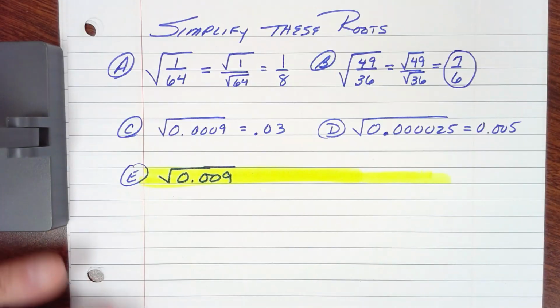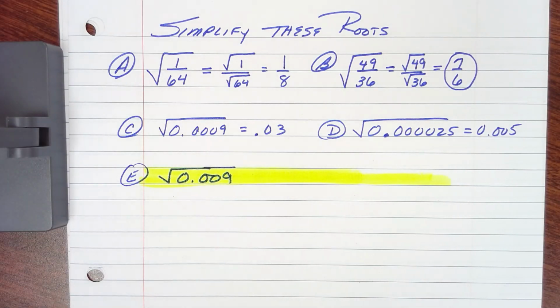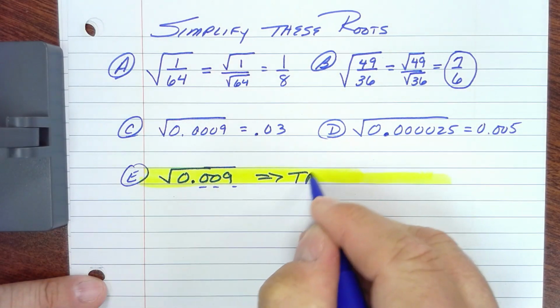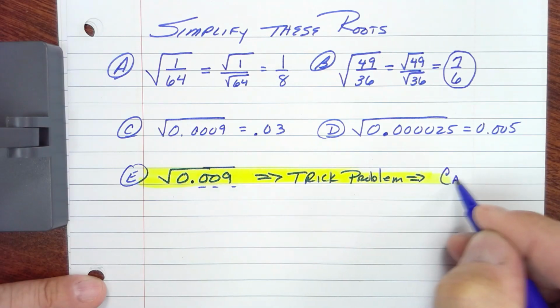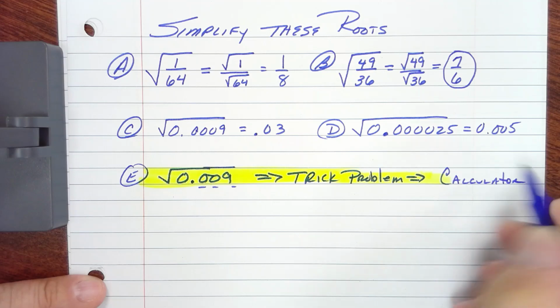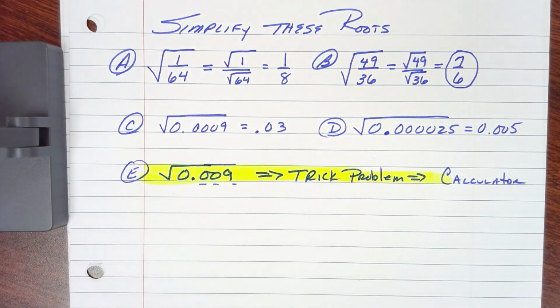Any ideas here? Point 3. I have 3 decimal places here. How do I divide them equally? I can't, can I? Okay? This is a trick problem, and it requires you to use your calculator because you cannot split those decimal places up equally. Does that make sense to you? See what I'm talking about? Okay.